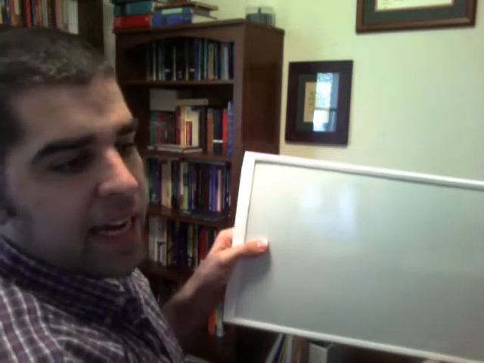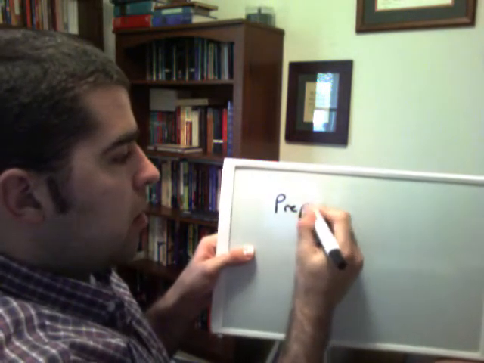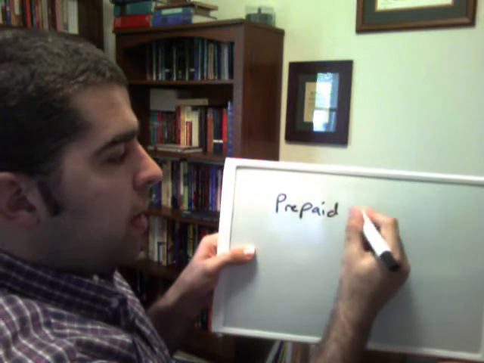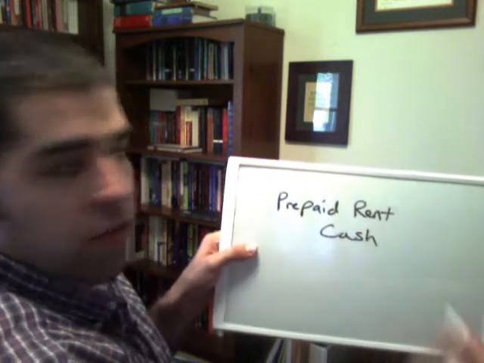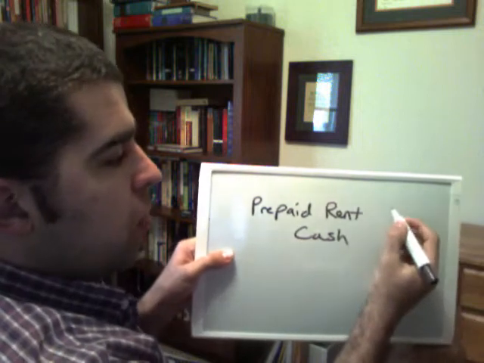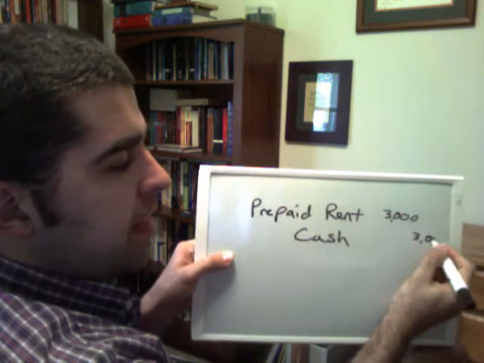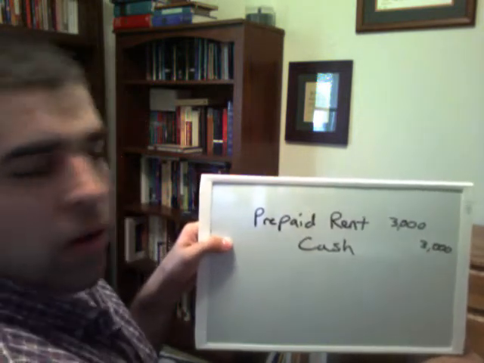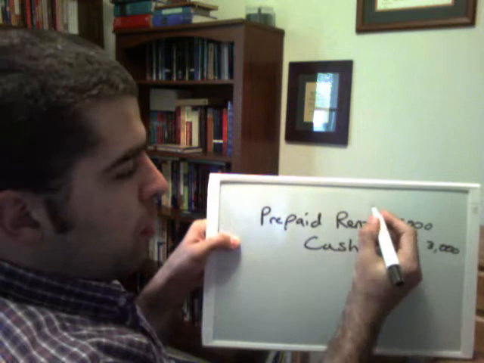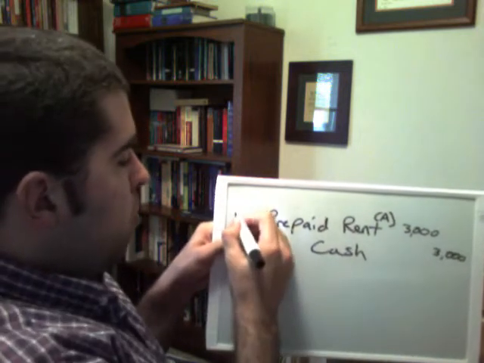Well, we're going to set it up as an asset. A prepaid expense is an asset, so we would call it prepaid rent. And obviously, we're paying cash, so the cash is going to be credited. We'll call it $3,000 there. And we'll say this is for 3 months, January, February, and March. We set it up as an asset. We'll put a little bracket there showing the A. This would be 1/1.